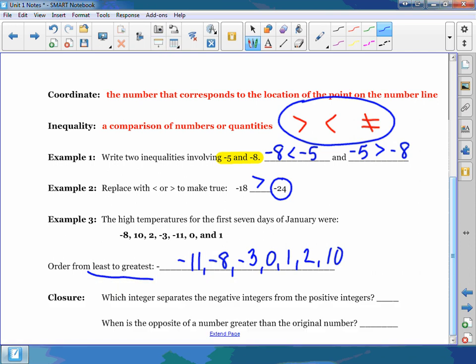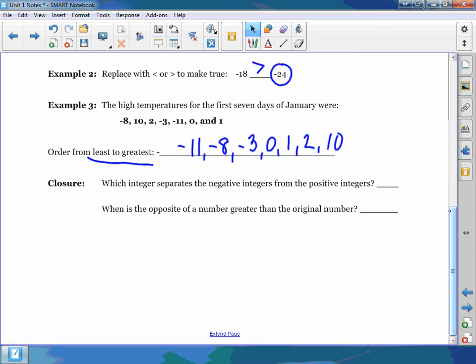Okay, good. All right, the last couple that I ask you here with these closure ones, which integer separates the negative integers from the positive integers? Well, hopefully you thought 0. 0 is unique in that it doesn't fall within either category. 0 is neither negative or positive.